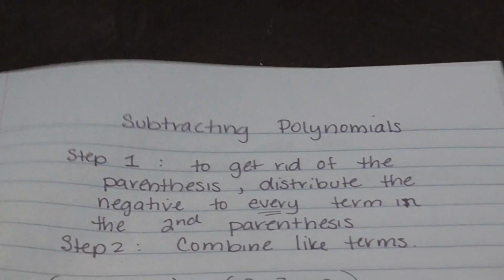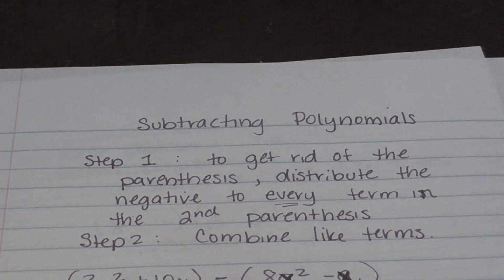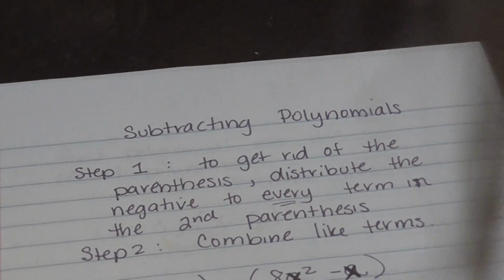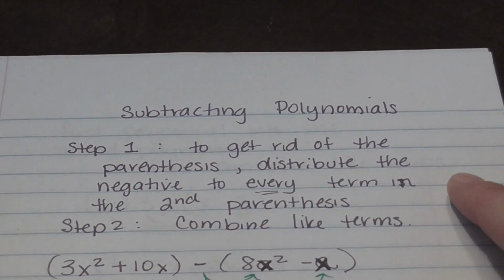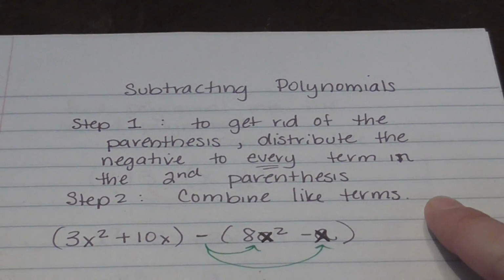When you're subtracting polynomials, the first thing we've got to do is get rid of the parentheses. But what you have to do is distribute the negative to every term in the second parentheses. Then after that, you're just combining like terms again.